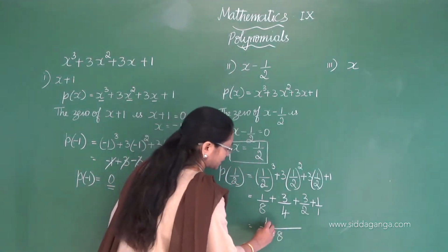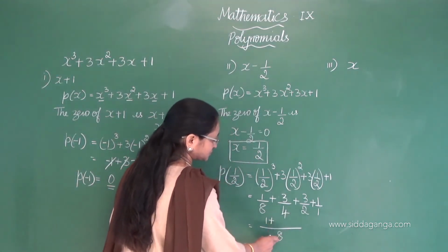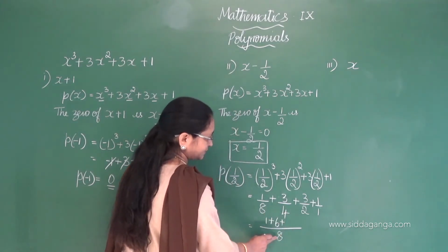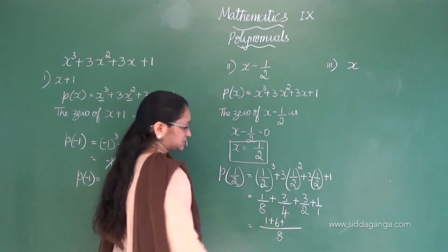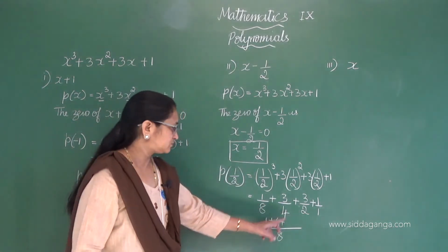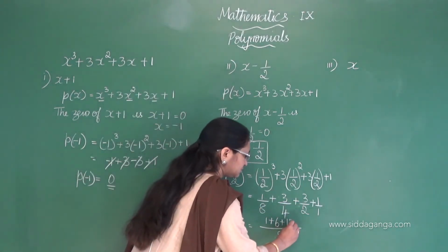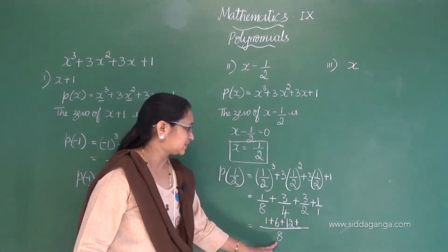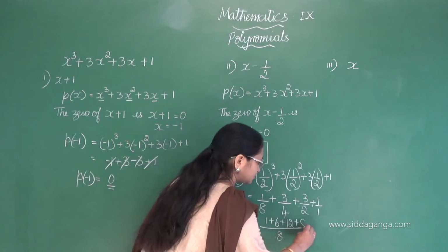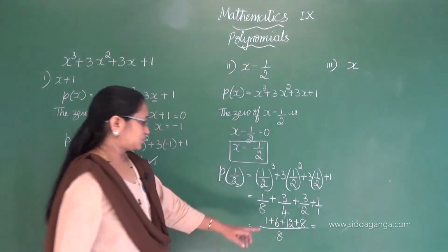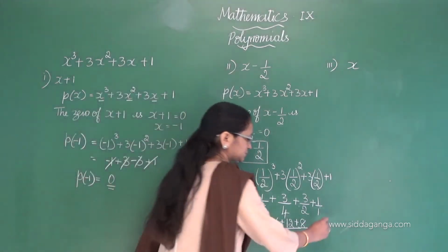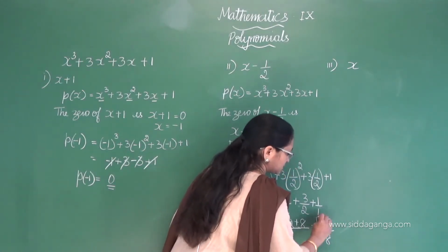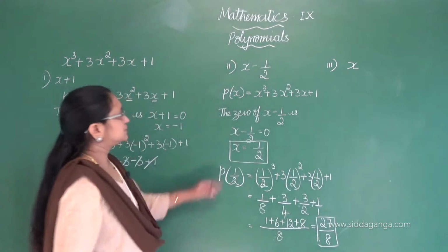Now 1 plus, 4 2s are 8, 2 3s are 6, plus 2 4s are 8, 4 3s are 12, plus here 1 8s are 8. So this will become 27 by 8. 27 by 8 is the remainder.